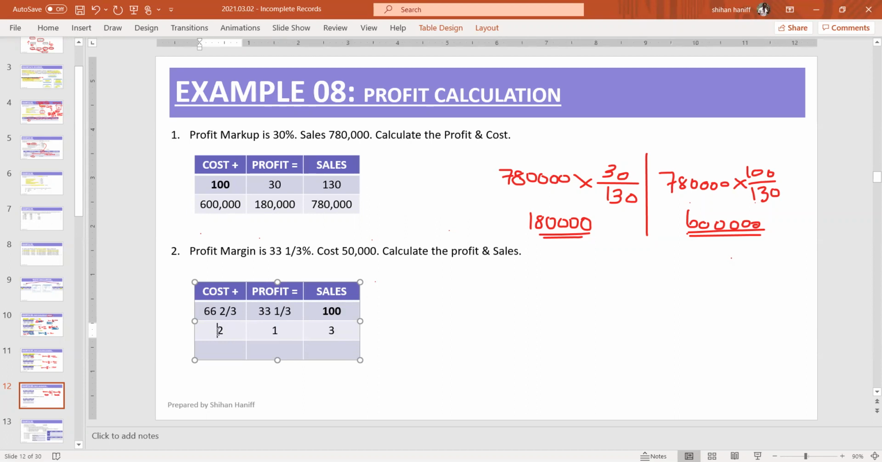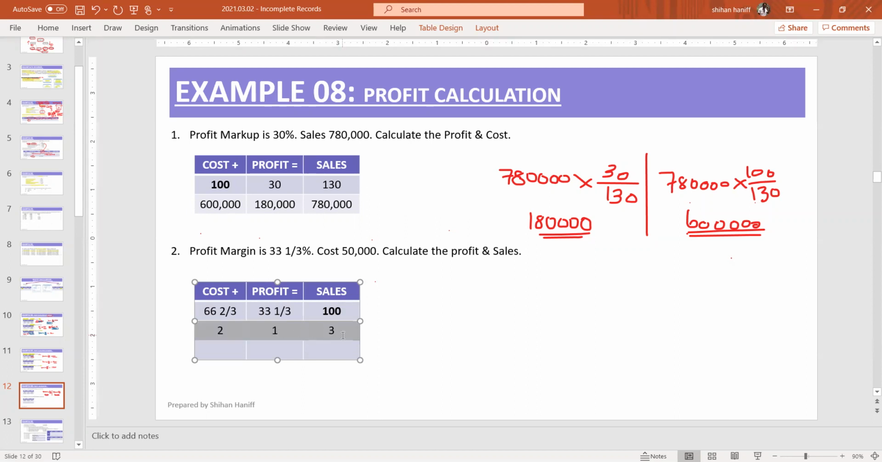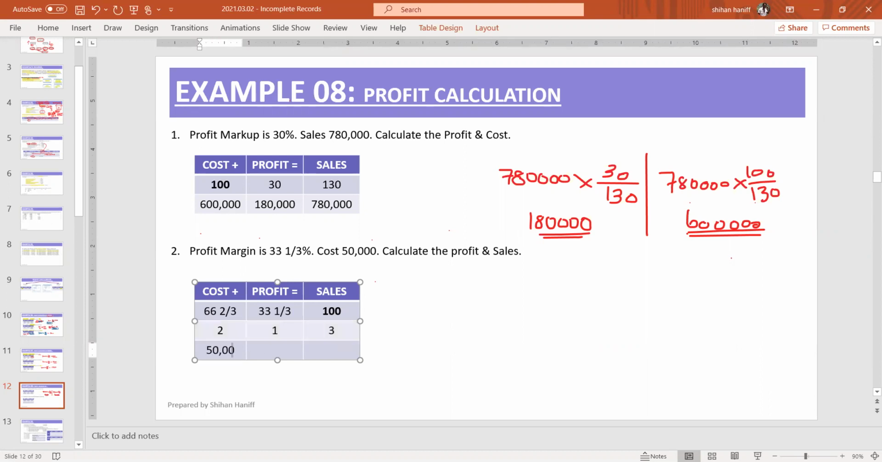So this is the summarized equation. If the cost is 2, profit is 1, sales is 3. 1/3 of the sales is profit. 33 1/3 divided by 100 means it's 1 over 3. Now the cost is 50,000. If the cost is 50,000, how much is the profit?